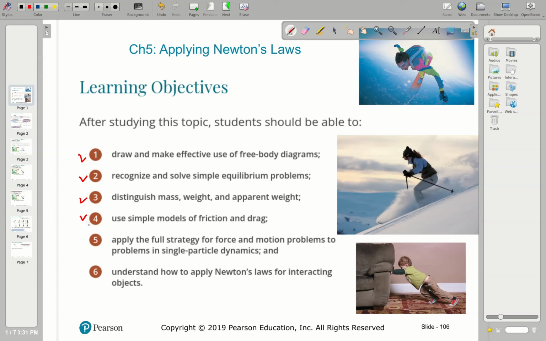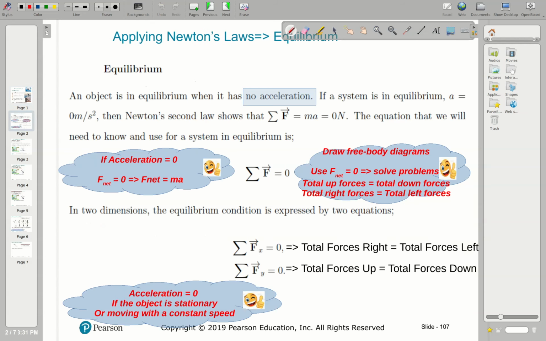Use simple models of friction and drag. Apply the full strategy for force and motion problems in single particle dynamics. Remember, we were imagining people to be particles. And understand how to apply Newton's laws to interacting objects.